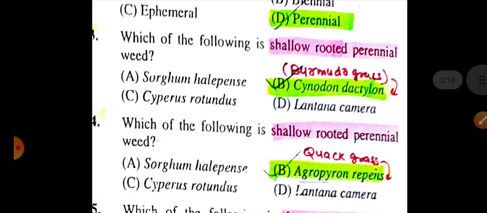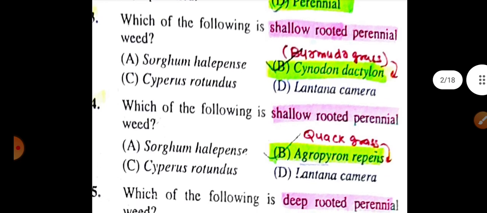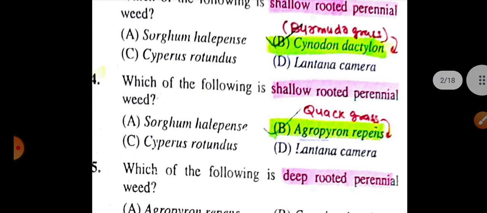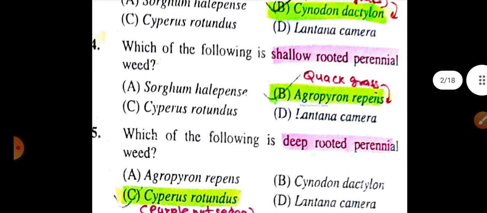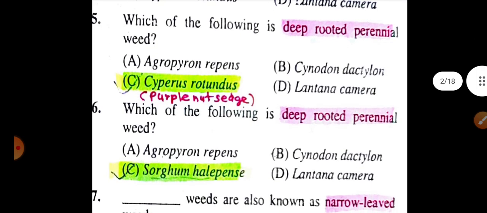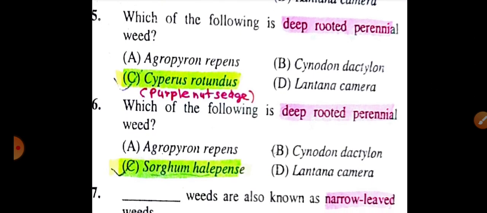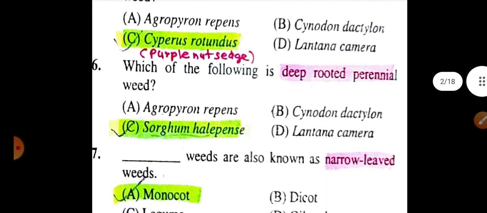Which of the following is a shallow rooted perennial? Cynodon dactylon, Bermuda grass, and Agropyron repens, quack grass. These both are shallow rooted perennials. Which of the following is a deep rooted perennial? Cyperus rotundus, which is known as purple nutsedge, and Sorghum halepense. These are deep rooted perennials.